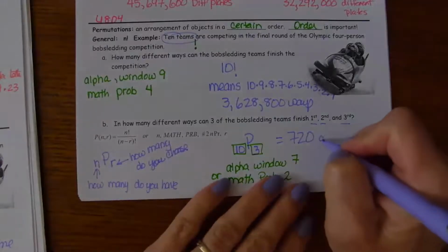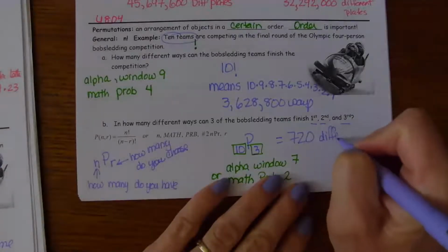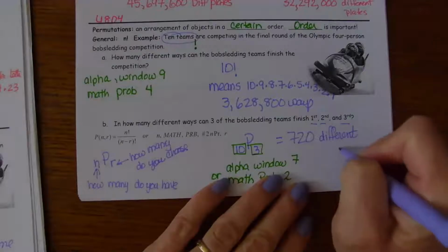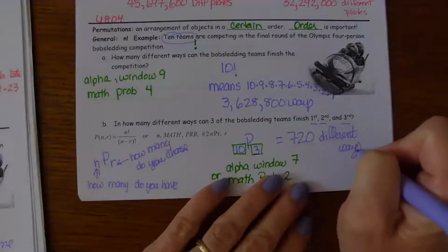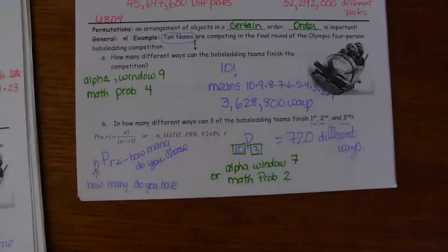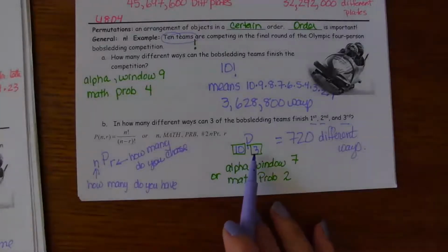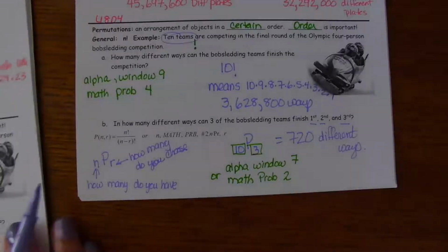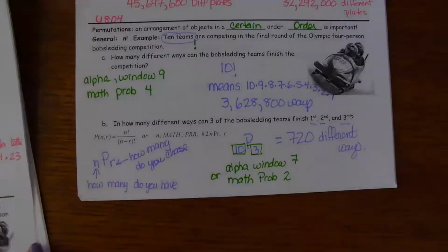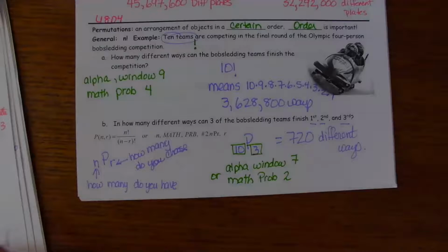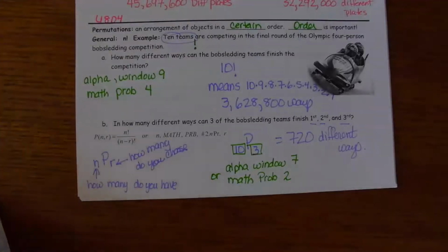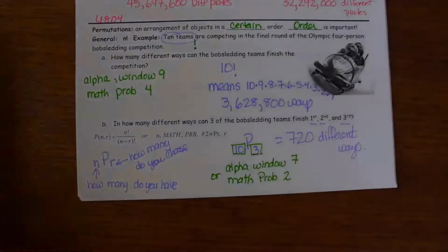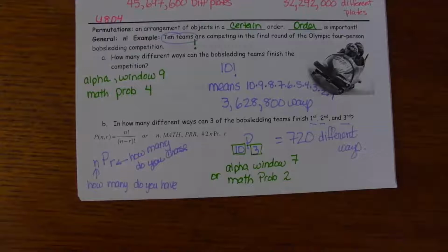So this is 720 different ways that 3 of the teams can finish first, second, and third. This is 10 things taken 3 at a time because I'm taking those 3 and saying they're going to be in first, second, or third. Does that make sense? It's not bad, right? Did everyone find the buttons on your specific calculator and get it to work? Whether you're updated or not updated?